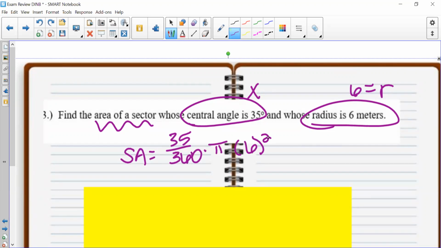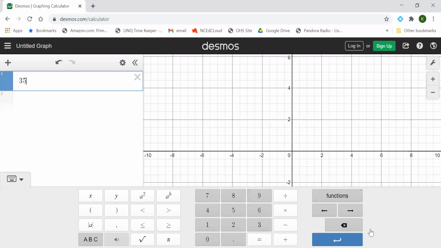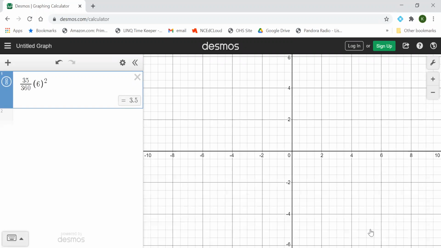All right, and then same thing, I'm going to go ahead and do your answer either way you could see it. One in terms of pi, so the first time I type this in, I am not going to type the pi in. I'm just going to do 35 over 360 times 6 squared. Okay, and since I didn't type the pi in, that would mean that this answer would have a pi beside it, right? So 7/2 pi, or 7 pi over 2.